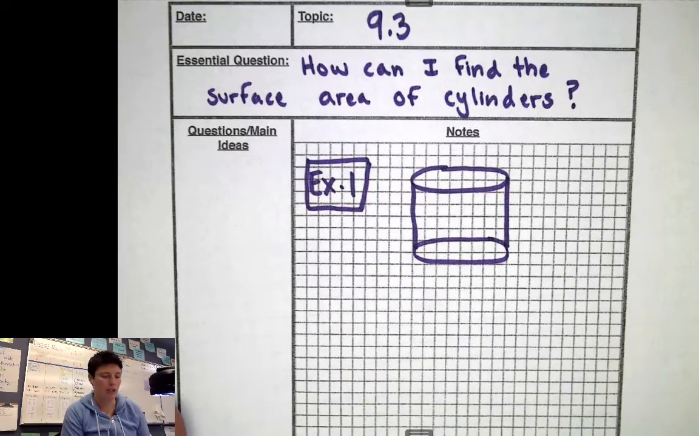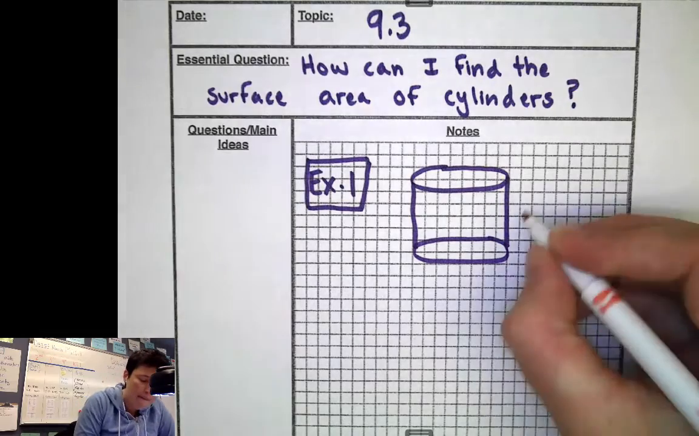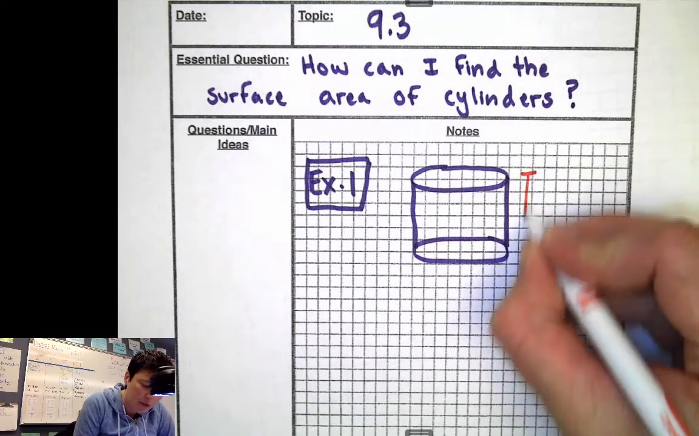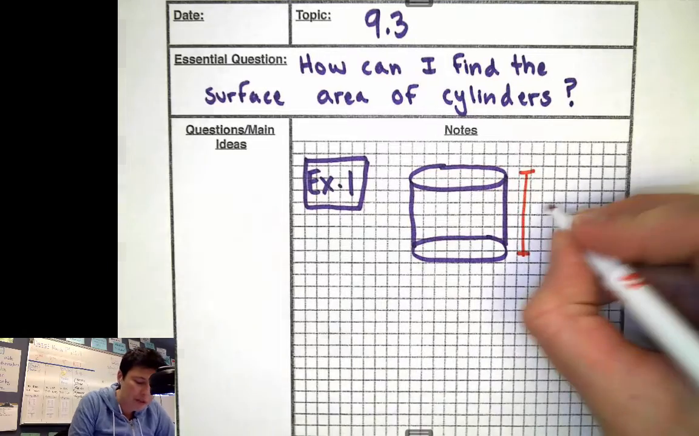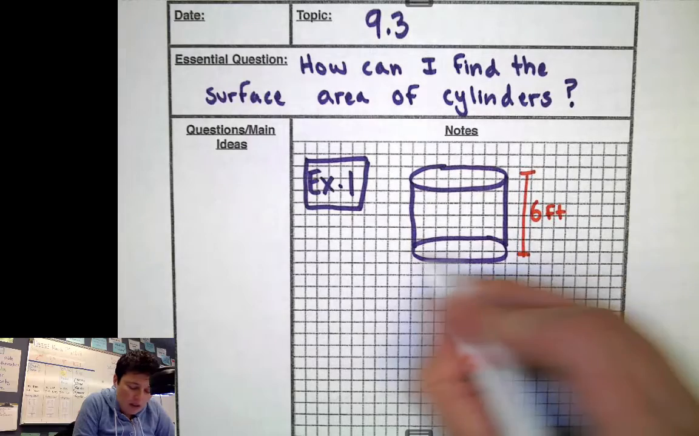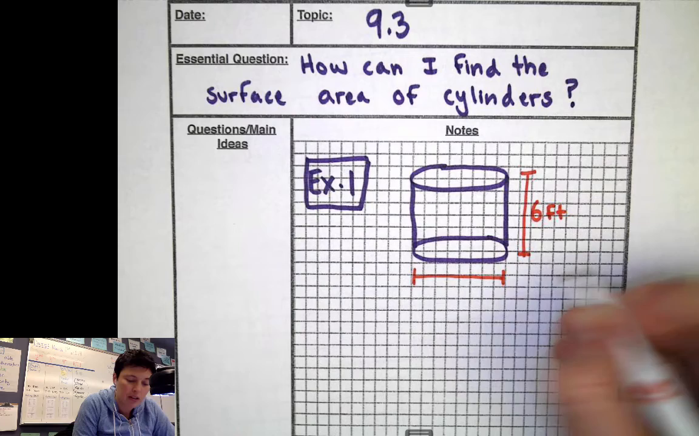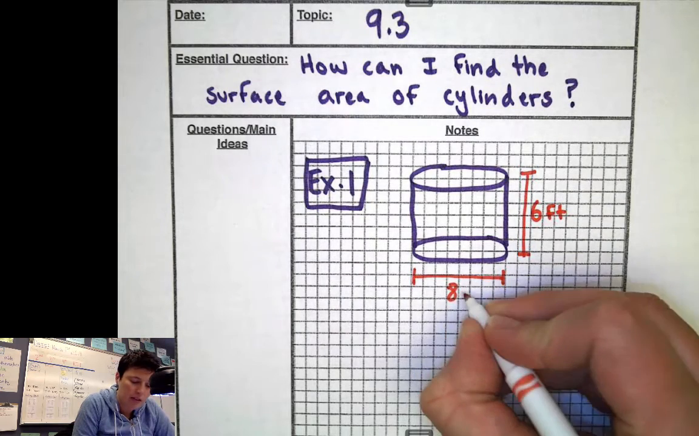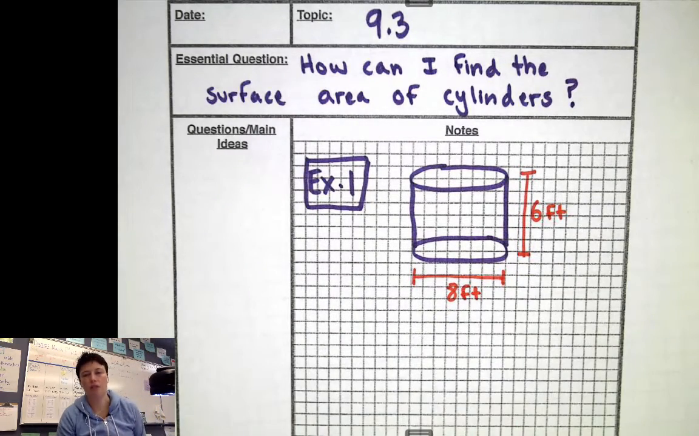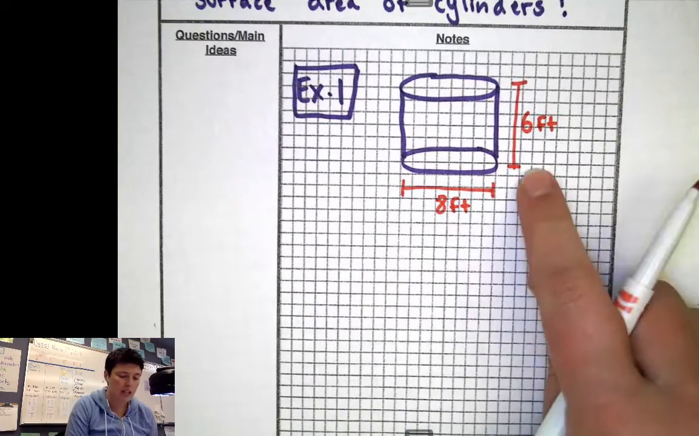Okay, so what we're going to do is find the surface area. So we need some measurements. Someone's got to give us some numbers. If we don't know numbers, we can't do anything. So let's say someone came along and told us that this thing measures from top to bottom a distance of 6 feet. And then they've also come in on the circle and measured across the full diameter of the circle, and it measures 8 feet. Let's find the surface area of this object. So we have a 6 by 8 cylinder.